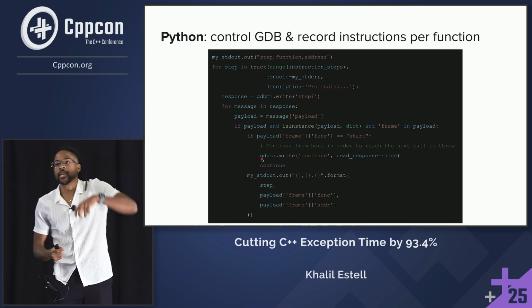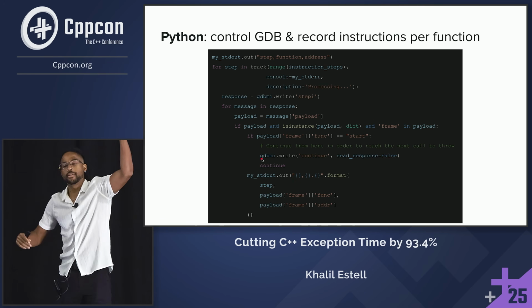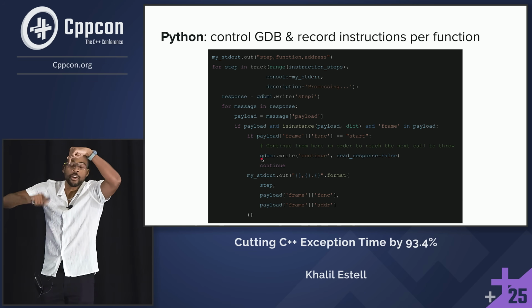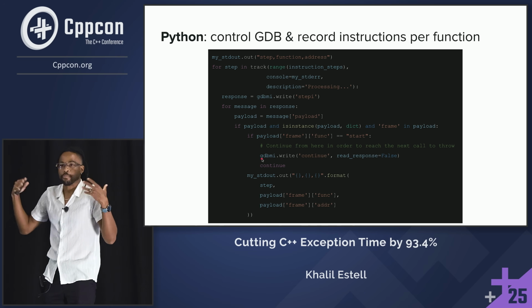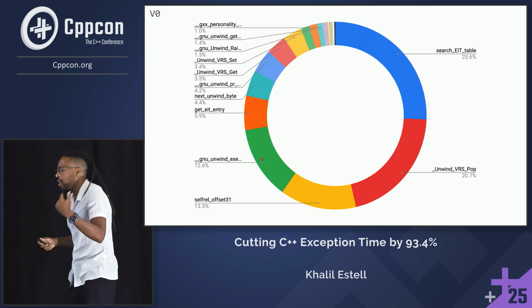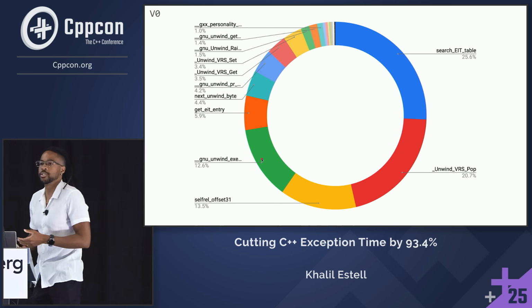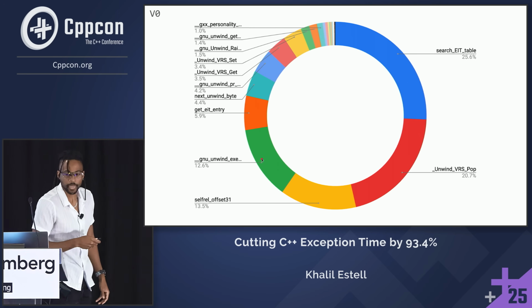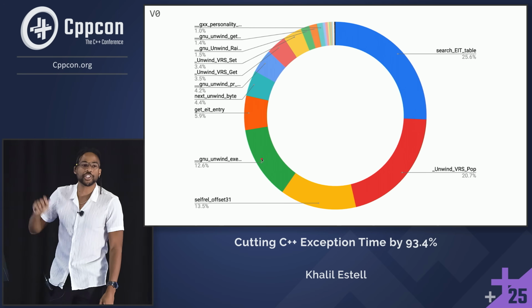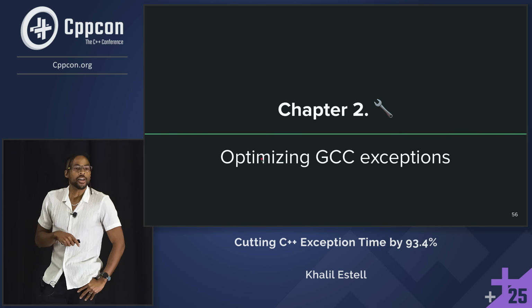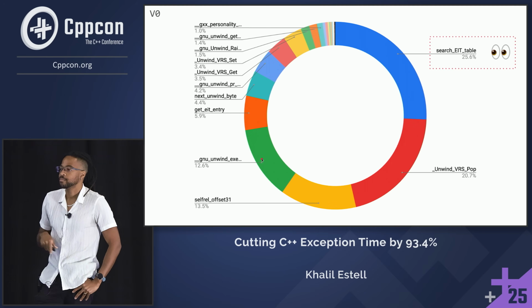It takes control of GDB and steps through each instruction. So I control it to get to the throw expression. Then I step through every single instruction from that point to catch. And then I compile it together to generate this little graph. This shows the occurrence of how often I've been in any one of the functions for the GCC unwinding routine. And with this, I now have all the information I need in order to start performing my optimizations. So let's get into it.